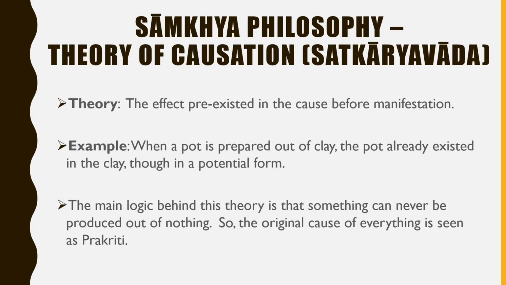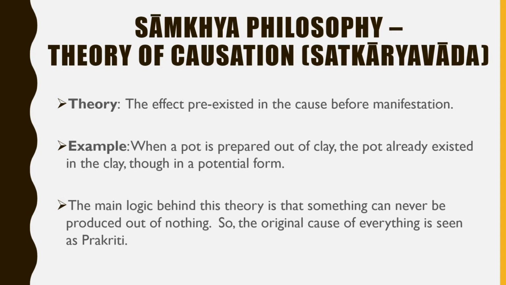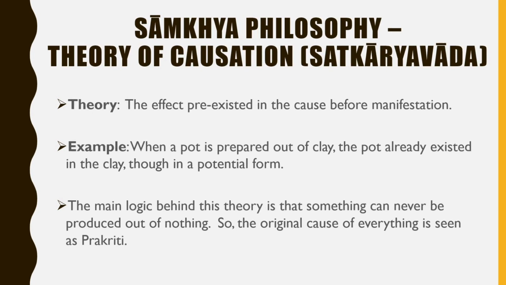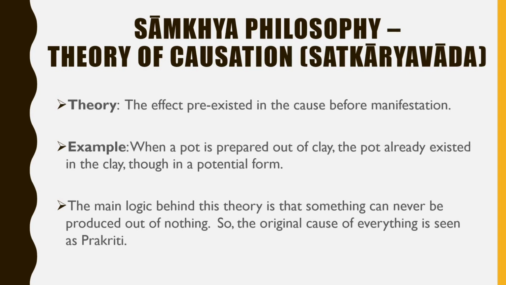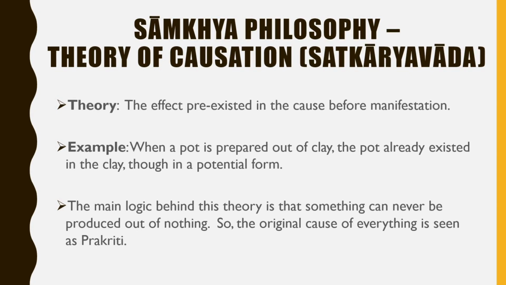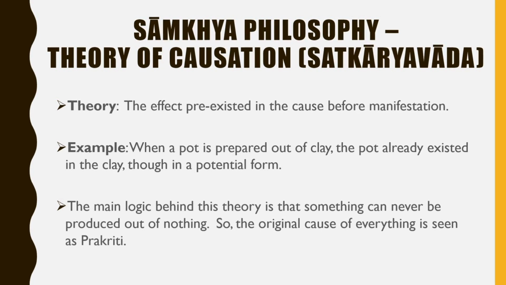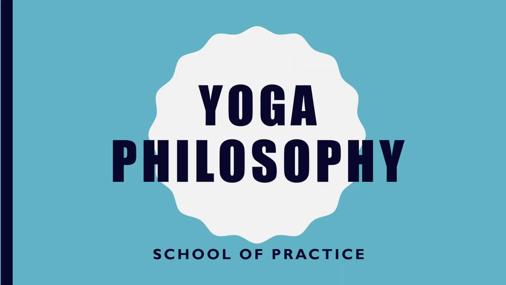So for example, when a pot is prepared out of clay, the pot already existed in the clay, though in a potential form. So basically, the main logic behind this theory is that something can never be produced out of nothing. So the original cause of everything is seen as Prakriti. That is the core principle of Sankhya. And from here we're going to move further into yoga philosophy, and we will understand what yoga philosophy is, how the relationship comes with Sankhya, and what are the differences and similarities.